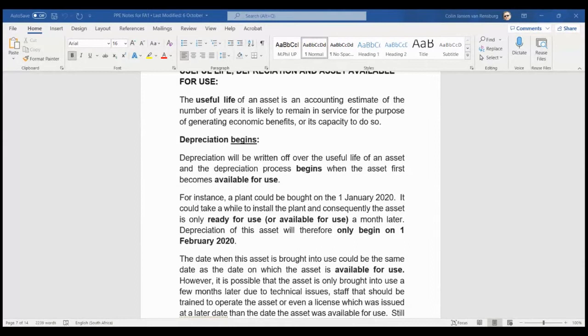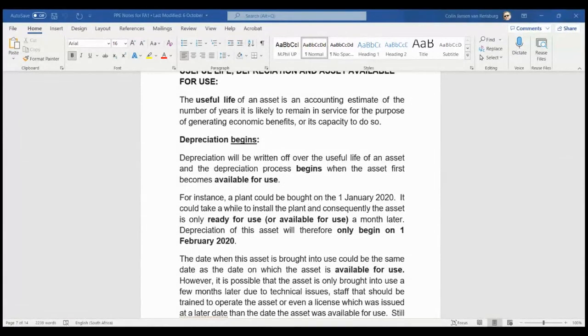Yes, the answer is right in front of you. When you acquire any item of property, plant, and equipment, and you are going to start using it, there are three possible dates on which you can start the depreciation process. The possible dates are the date of acquisition, when you actually purchase the item. Another possible date, ladies and gentlemen, is when you start using that asset. And a third possible date is when that asset is ready and available for use.